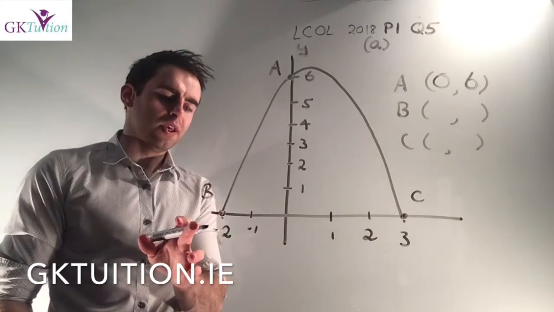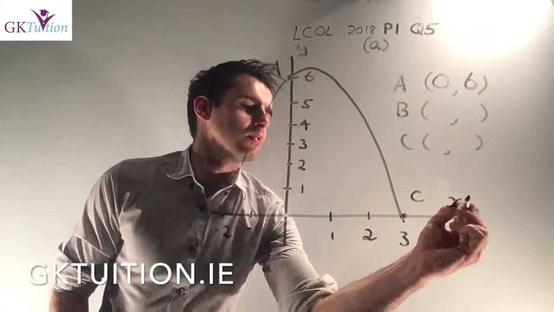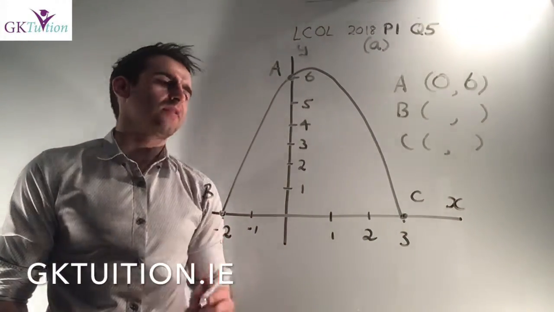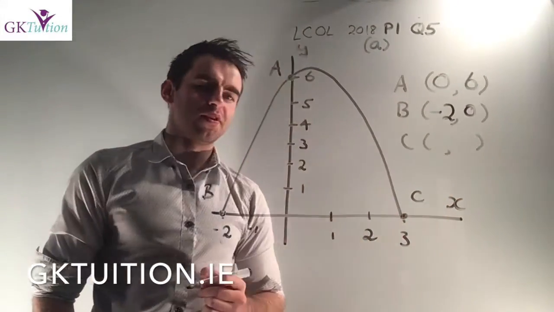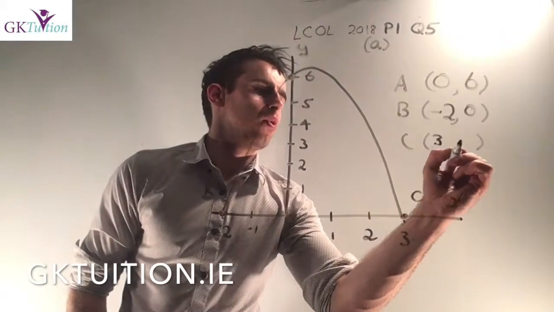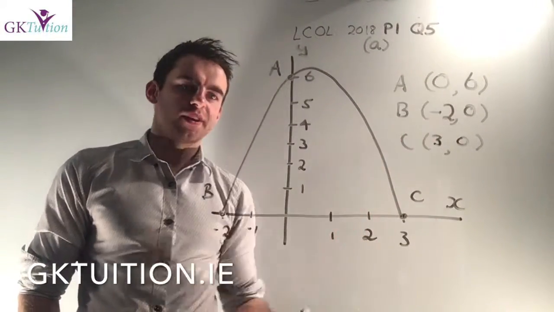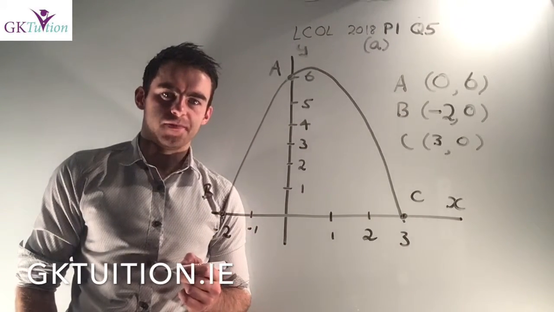If I look now to B, clearly in this one, my x value, the horizontal line is always the x value. The x value is -2. And since it's on the x-axis, the y value must be 0. For part C, the x value is 3 and the y value is 0. So you get your marks there just for filling those in. So there are your 3 coordinates, A, B, and C.